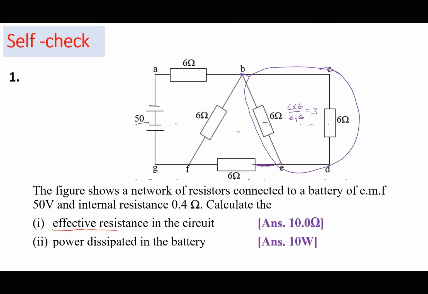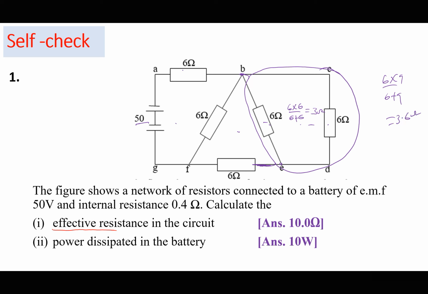So the resistor of 3 ohms is going to be in series with the 6, which gives us 9. 9 is going to be in parallel with the 6, which gives us 6 times 9 over 6 plus 9. And this gives us 6 times 9 divided by 6 plus 9, which gives us 3.6 ohms.